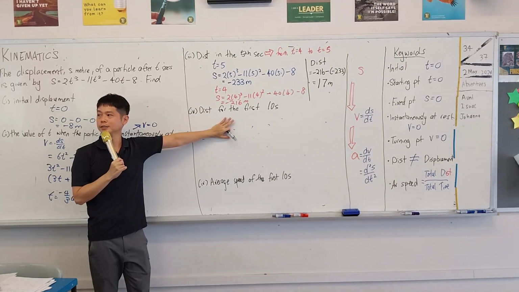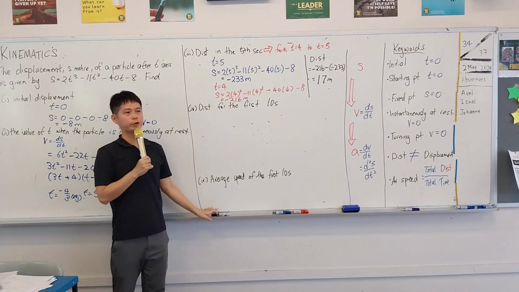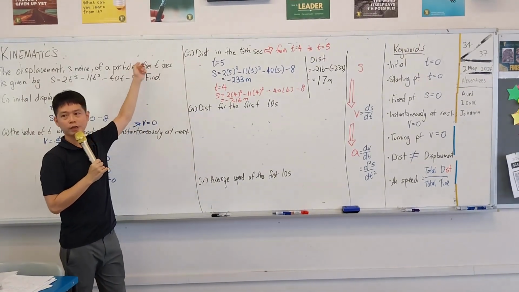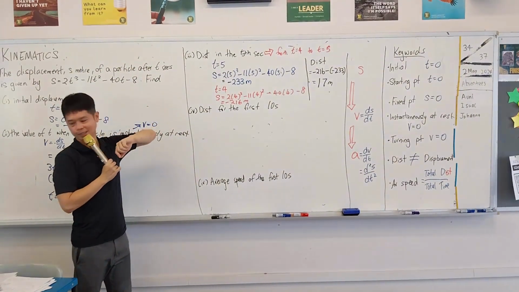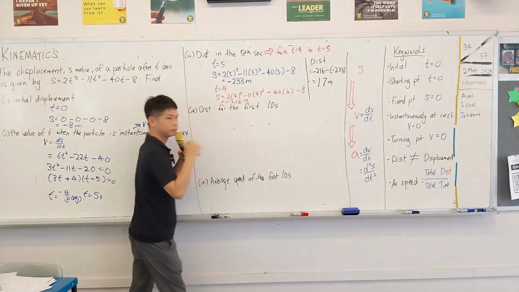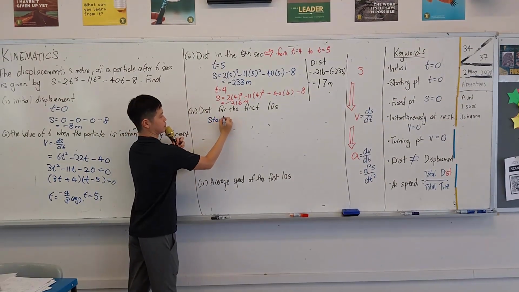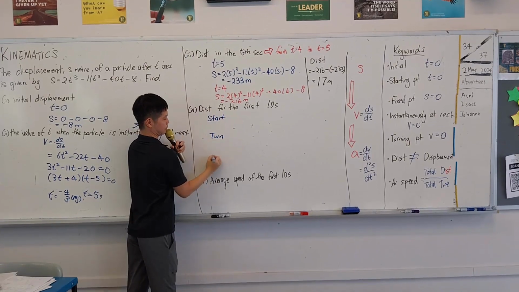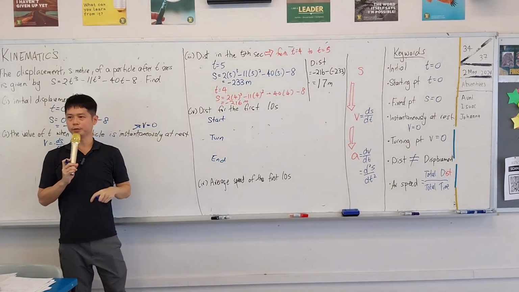Okay, this is the highlight of the whole lesson. After 10 seconds, how much did it travel? You have realized by now I don't have distance formula. I only have displacements. How do I use displacements to find distance? Okay, so there's a trick here. Everyone, always write this down. Start, turn, end.